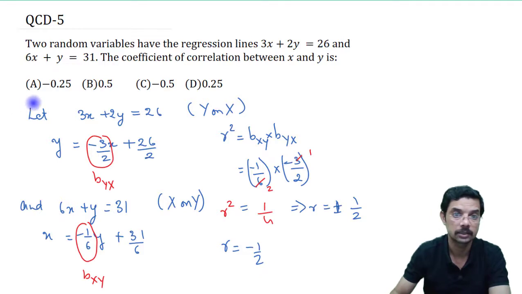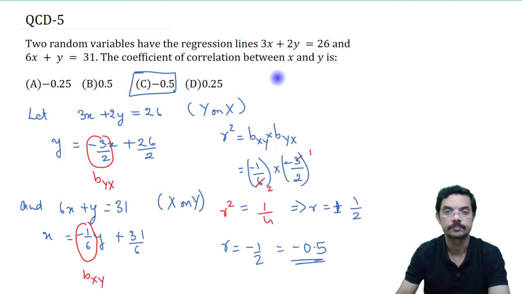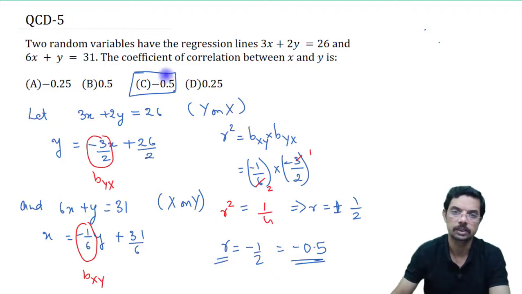Let us check the answer. Okay, this 1 by 2 will be equal to minus 0.5. So r is equal to minus 0.5. Option C is your answer. Option C is our answer. So that's it. What we needed to find is the correlation coefficient between X and Y. Okay, we have found that.